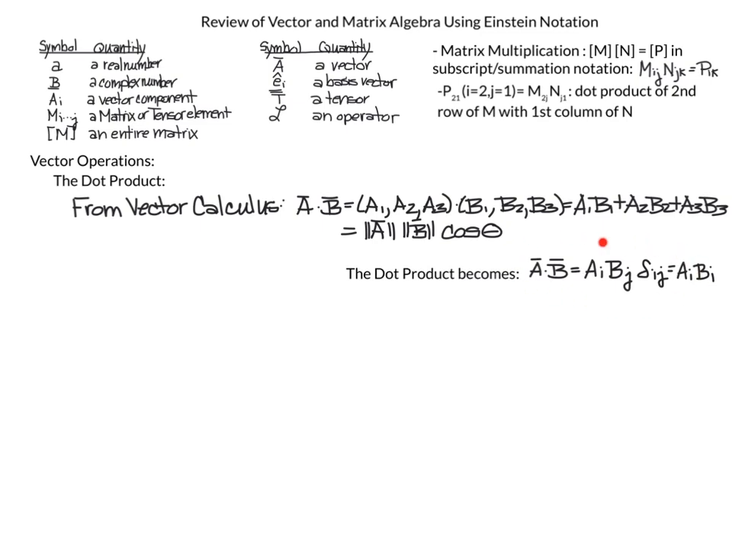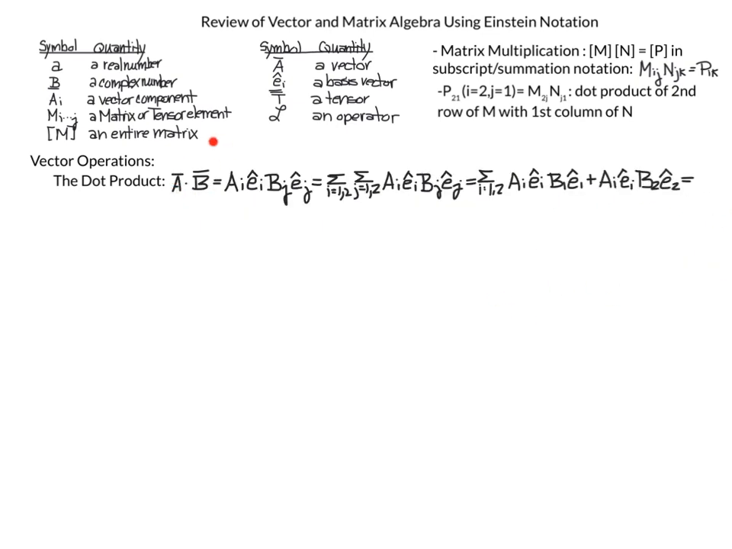Using the index notation, you will see A dot B is equal to A sub i, B sub j, this Kronecker delta ij, which is equal to A sub i, B sub i. And you can see, because then i becomes a dummy variable that we sum over, that is exactly equal to the dot product we had from vector calculus. But we will look at this index notation in a little more detail.